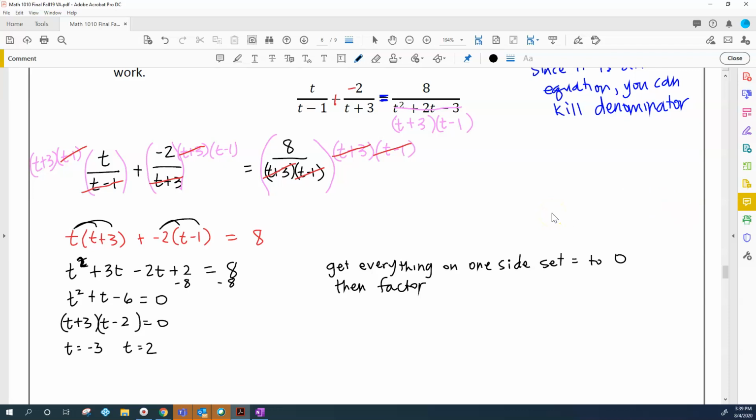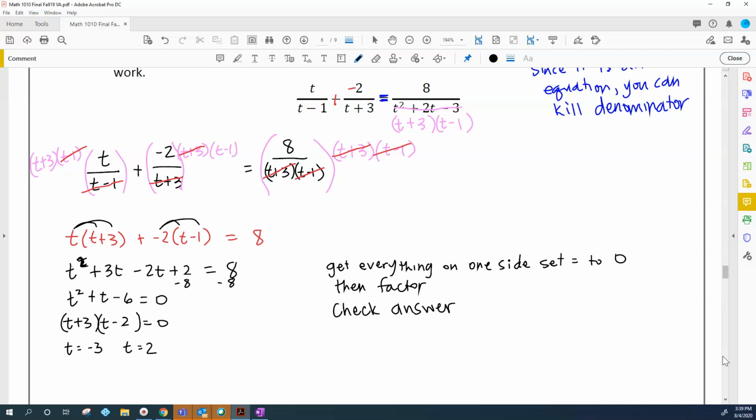Okay, so see if you guys came up with t equals negative 3 and t equals 2. The way that we try and solve these is we've got to get everything on one side set equal to 0 and then factor it. But then you need to check your answers. So do both of these answers work? So what am I looking for there?